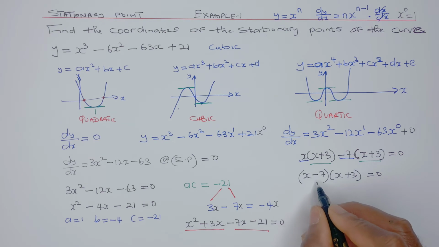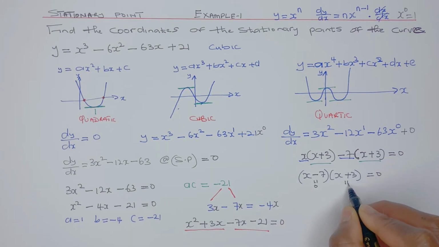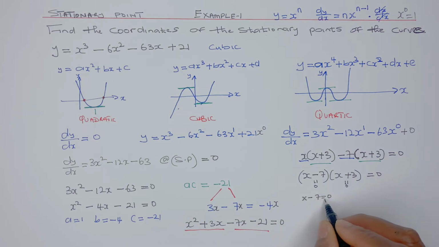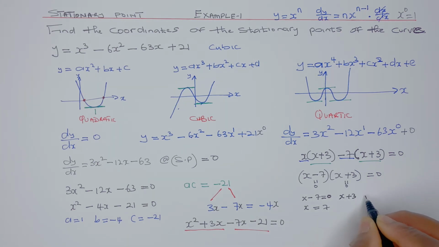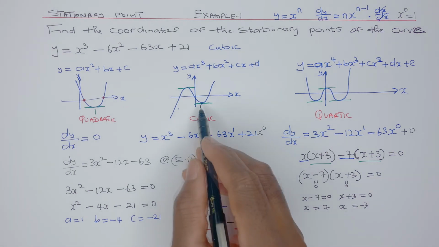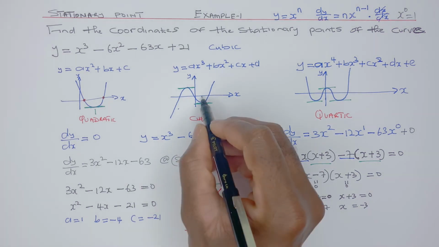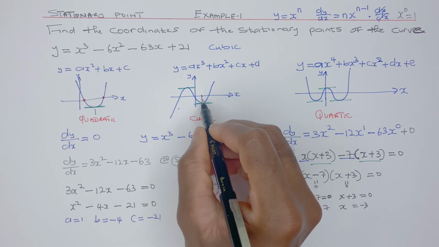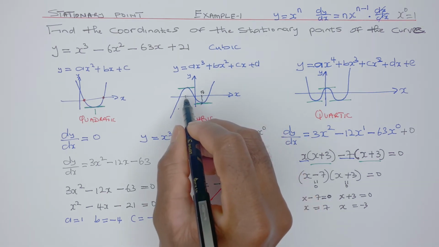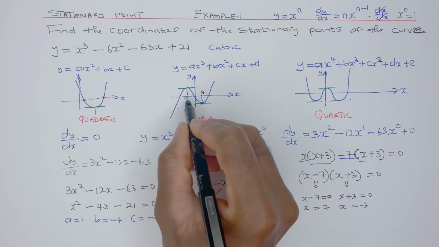Then I need to set these two factors to 0. x minus 7 equals 0, so x equals 7. x plus 3 equals 0, so x equals minus 3. Now I've got the two values here. One of them is 7. If you think about it, this is the curve. That's 7 there, and minus 3 will be here.